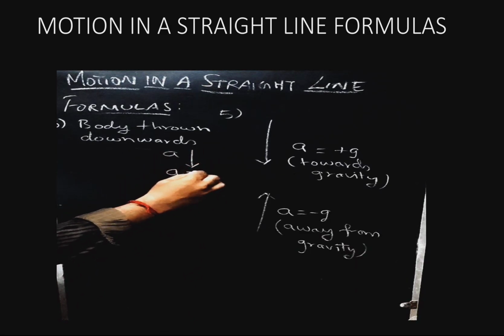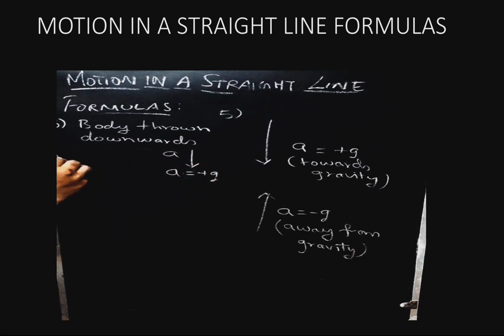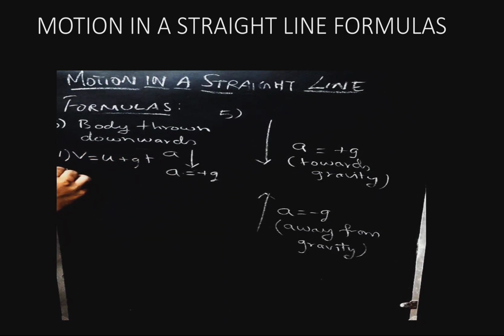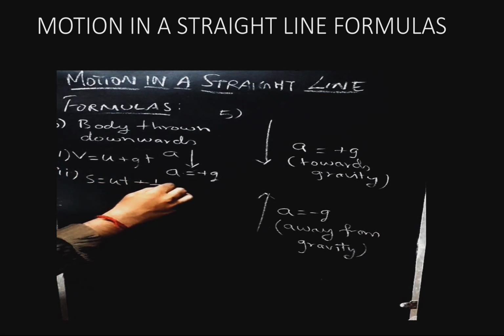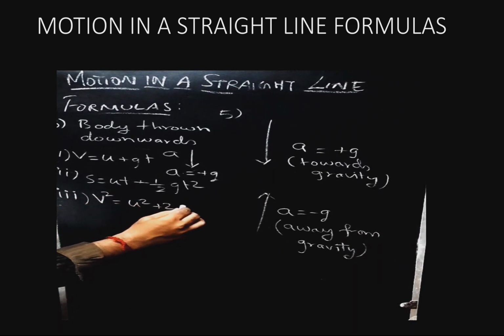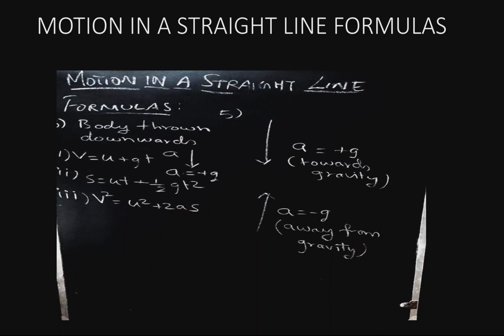Second, we take A equal to plus G. So V equal to U plus GT is the first one. The second one is S equal to UT plus half GT square, where instead of A I am replacing it as G. The third one is the V square expression: V square is equal to U square plus 2AS. Instead of A, I took it as G, so U square plus 2GS, with S equal to H.